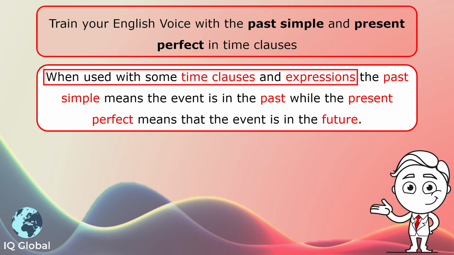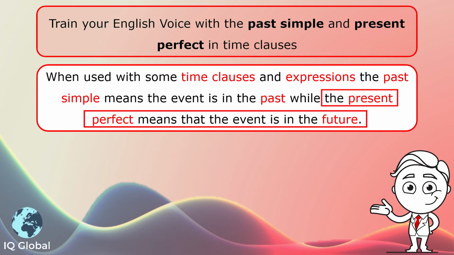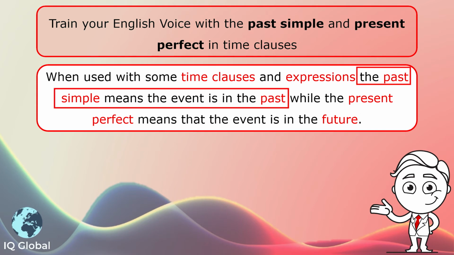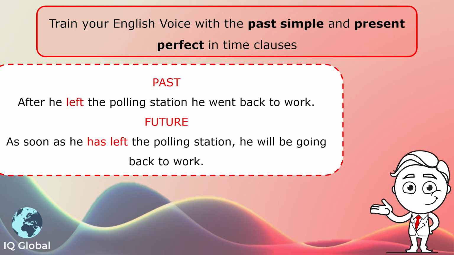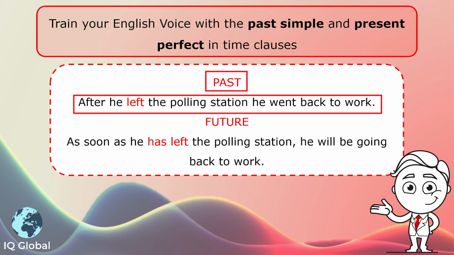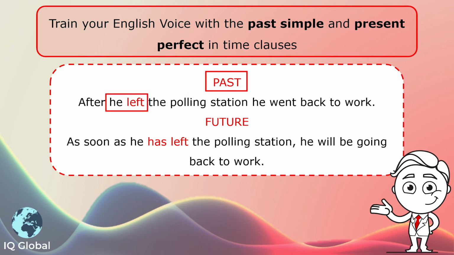When used with some time clauses and expressions, the present perfect means that the event is in the future, and with the past simple, it means the event is in the past. Let's look at an example for the past. After he left the polling station, he went back to work. He left, that's the past. He went back to work. This has already happened.